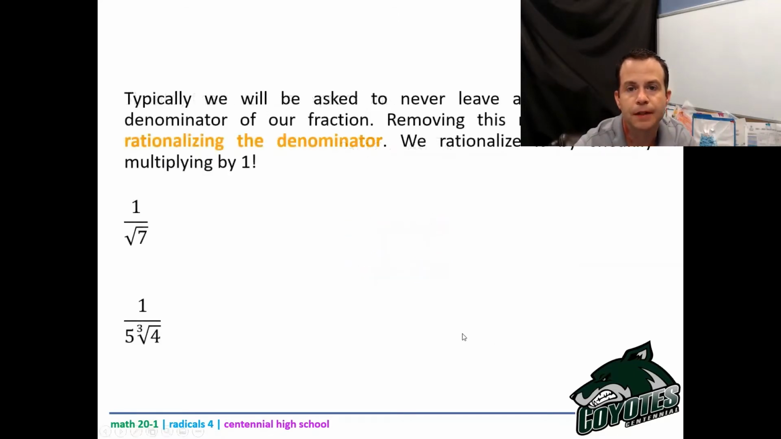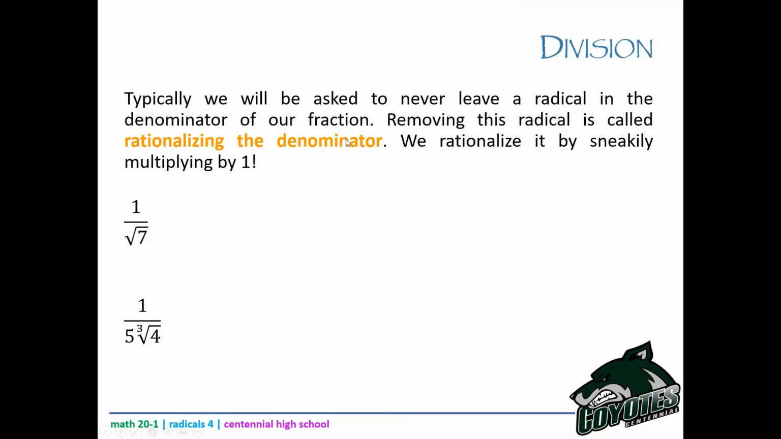Okay. All right, so let's have a quick little conversation around that rationalizing the denominator that I talked about. Typically, we will be asked to never leave a radical in the denominator of our fraction. Removing this radical is called rationalizing the denominator. Essentially, we rationalize it by sneakily multiplying by 1, and I'll show you what we do there.